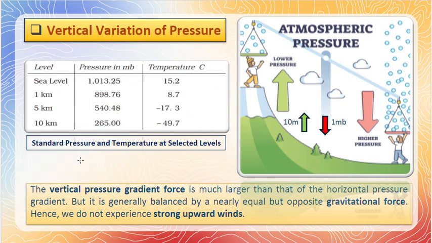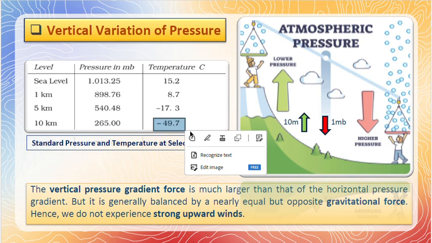And here in this table, it is given at mean sea level the air pressure and temperature, then at an altitude of 1 kilometer the pressure, then at 5 kilometers the pressure, then at 10 kilometers, what is the pressure? Okay, so these are the data, and according to that temperature also decreases. So at 10 kilometers the temperature will be minus 49.7 degrees centigrade. Okay, this is the data about temperature and atmospheric pressure.